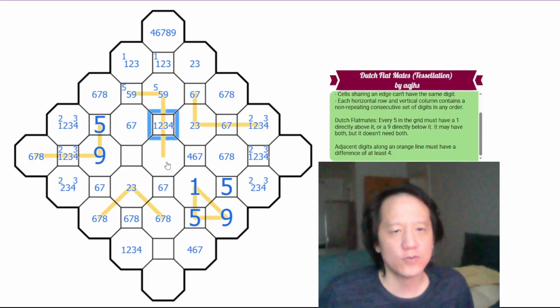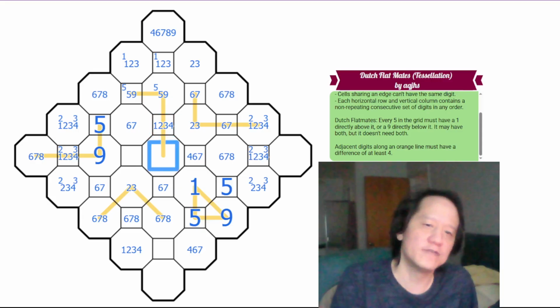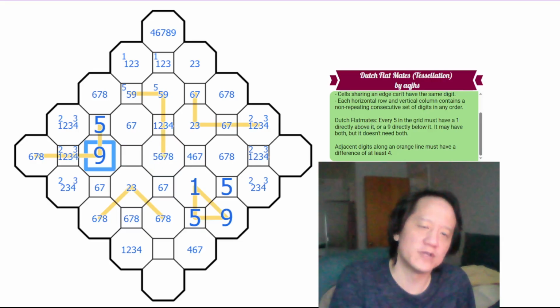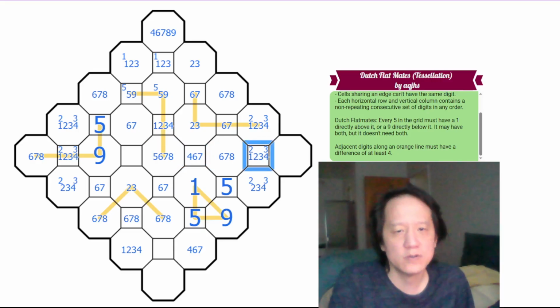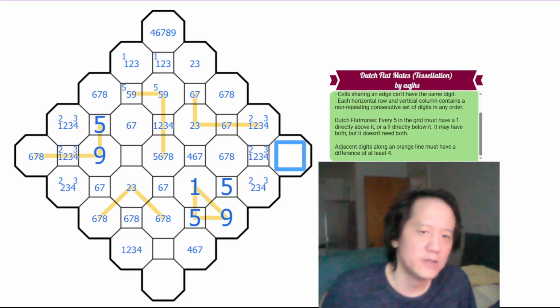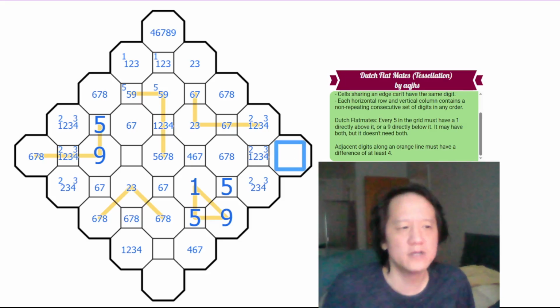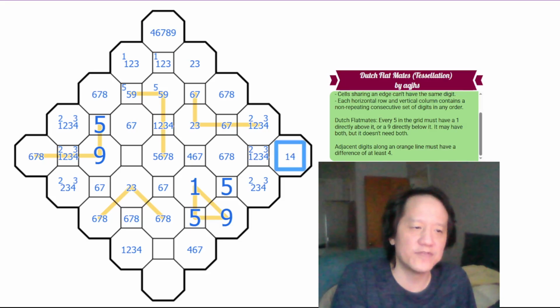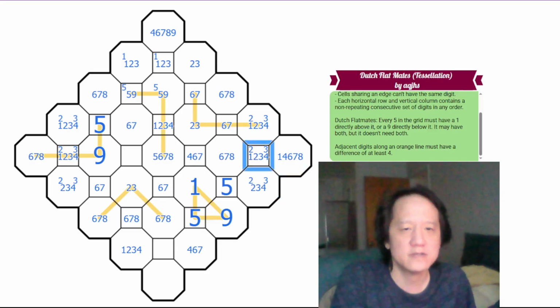1 through 4 has to be 4 or more away from 5 through 9. Cannot be 9 here because of a 9 in the row. This can't be 2 or 3. So this is 1, 4. Cannot be 5, 6, 7, 8.